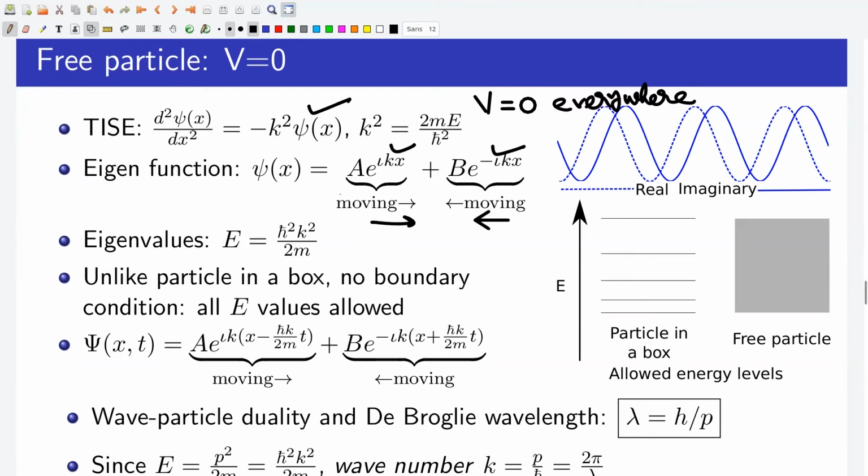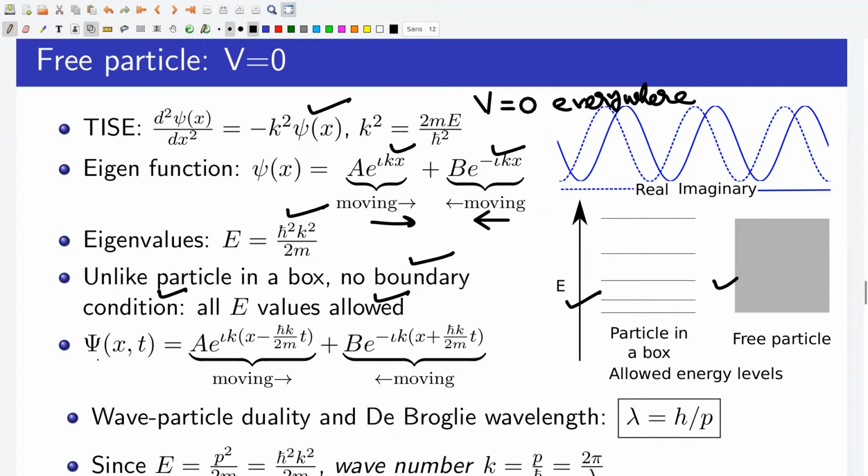And if you put this eigenfunction in this equation, then we get the eigenvalues as E equal to h cross square k square divided by 2m. Unlike the particle in a box problem, there is no boundary condition in this case. Thus, all the energy values are allowed. So, this is what is shown here schematically. In case of a particle in a box problem, all the energy values are not allowed, whereas for a free particle, all the energy values are allowed.